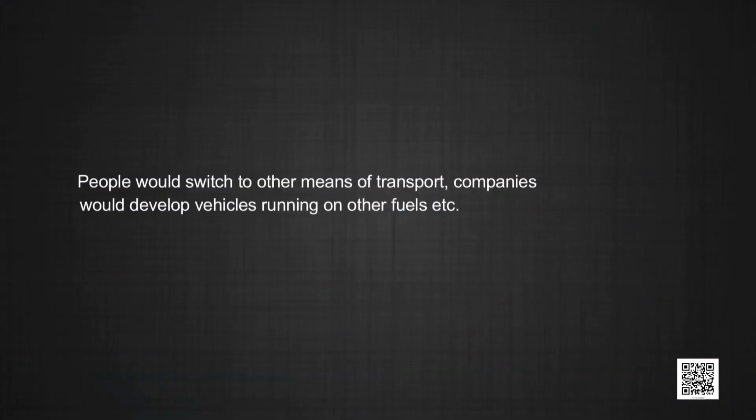Why? Over the long run, people could switch to other means of transport and companies could develop vehicles running on other fuels.